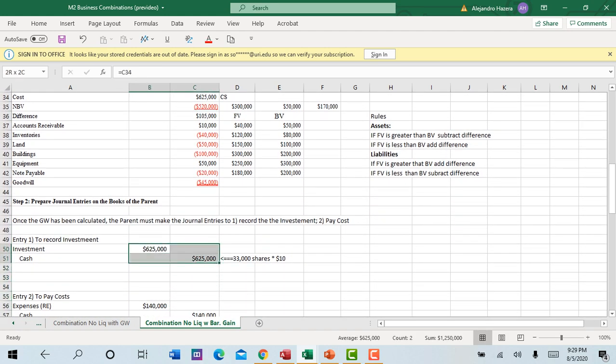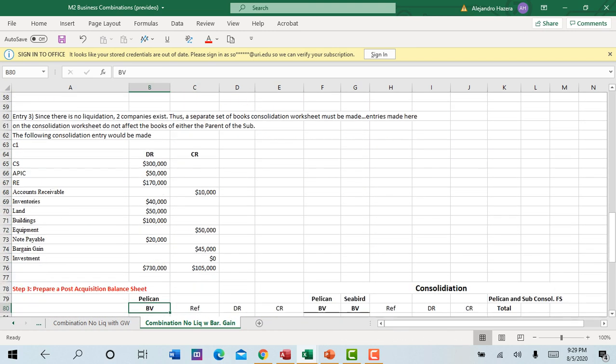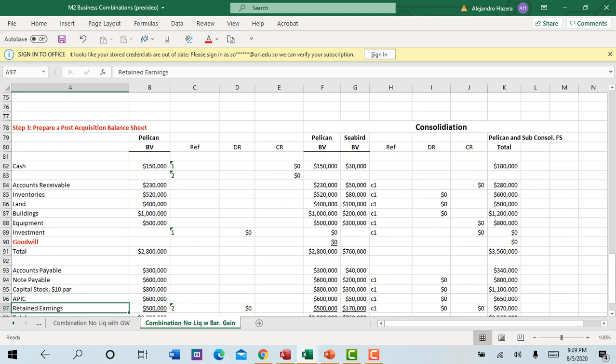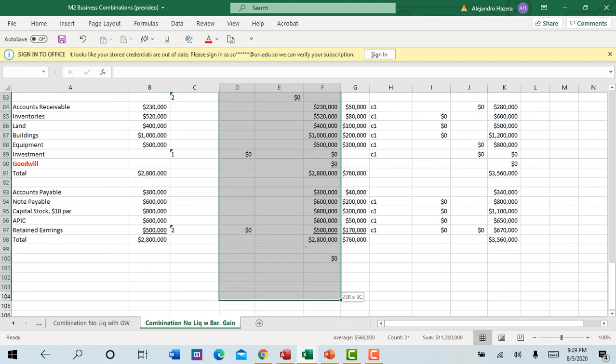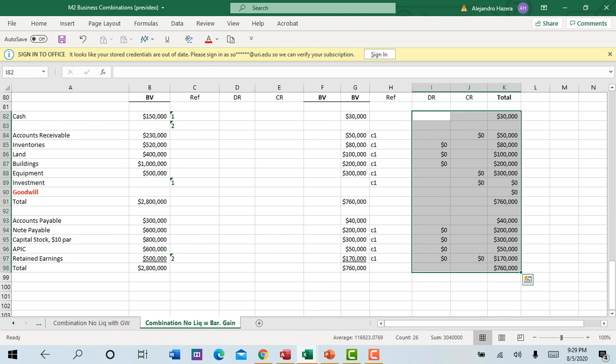Now the 625, these two journal entries, now move down, and the parent. I'm going to erase all this so I can do it for you again. We'll see if I have enough time for this. I'll recreate all this for you. So you see how I got it?